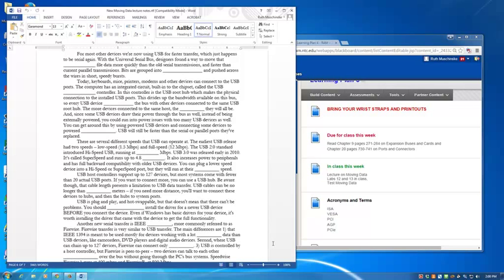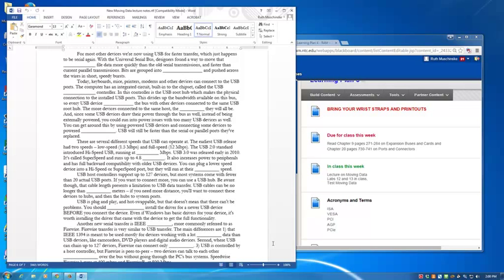Another new serial transfer is IEEE 1394, more commonly referred to as FireWire. FireWire is very similar to USB transfer. The main differences are that IEEE 1394 is meant to be used mostly for devices working with a lot more data than USB devices, like camcorders, DVDs, and digital audio devices.